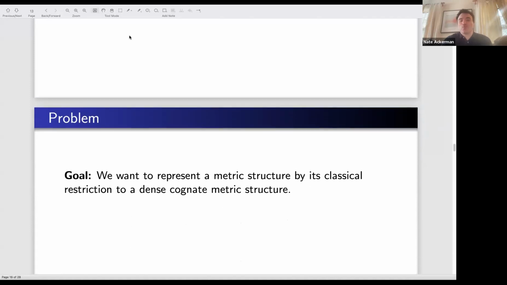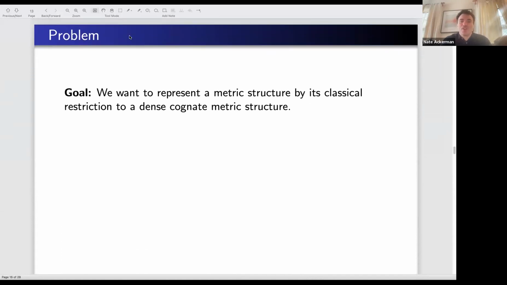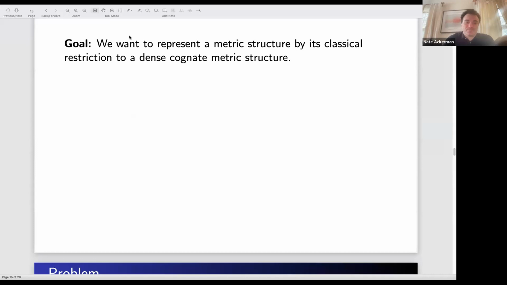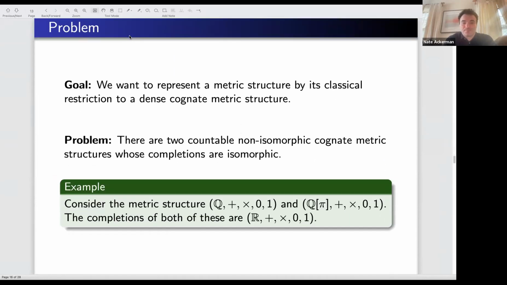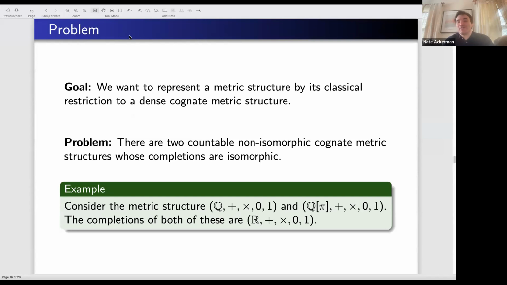So this is where things become interesting. As I said, we wanted to represent not just a metric space via a classical structure, but an entire metric structure. So this includes all of the maps, all the maps to the reals, this whole ball of wax, all by a single classical structure. Okay, so we now run into another problem.